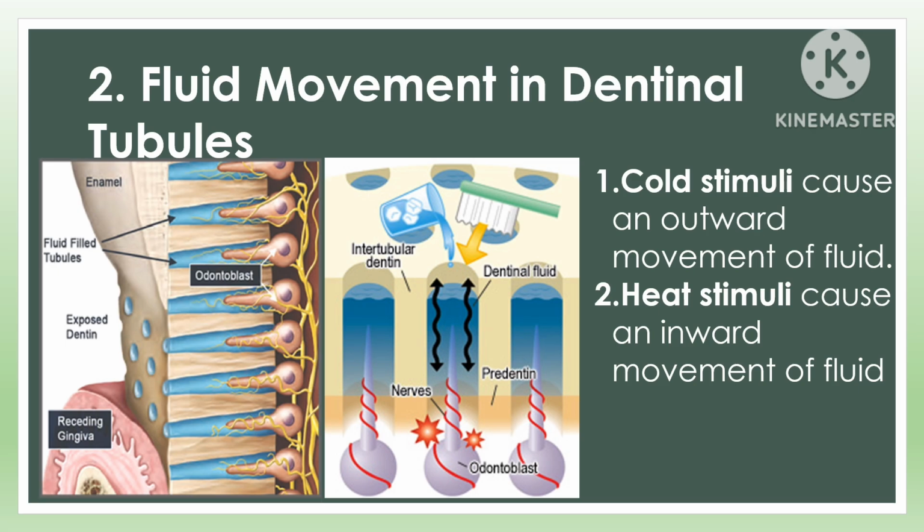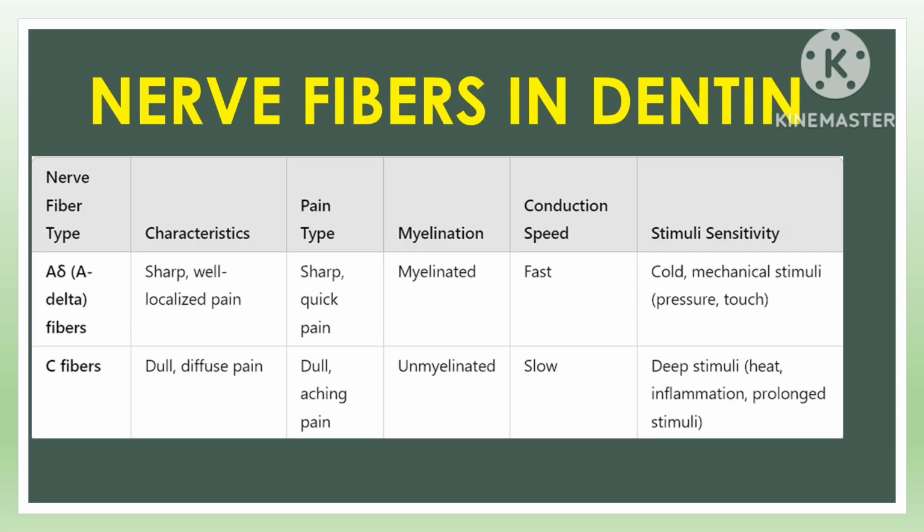In case of cold stimuli such as ice water, the fluid inside these tubules contracts and moves inwards towards the pulp. This rapid movement triggers the nerve endings and results in an immediate sharp pain sensation. On the other hand, hot stimuli, like when you have tea or coffee, cause the fluid to expand and move outwards. This also stimulates the nerve, although the pain sensation from heat may be slightly different from what you feel when you have cold water or ice water.